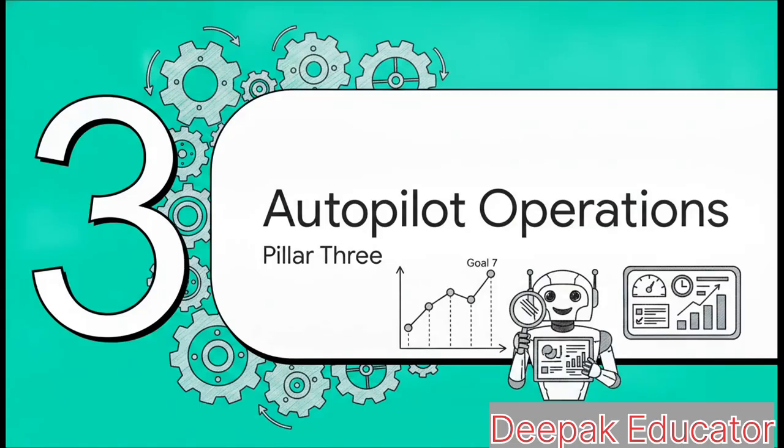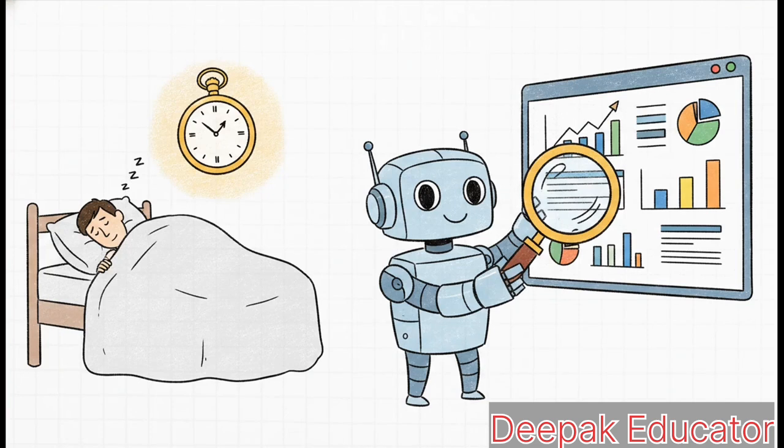Okay, let's hit pillar 3, autopilot operations. Because let's be real, the most draining part of any business is simply watching the numbers and keeping the machine on track day after day. Enter Pulse. This is an always-on analytics agent.